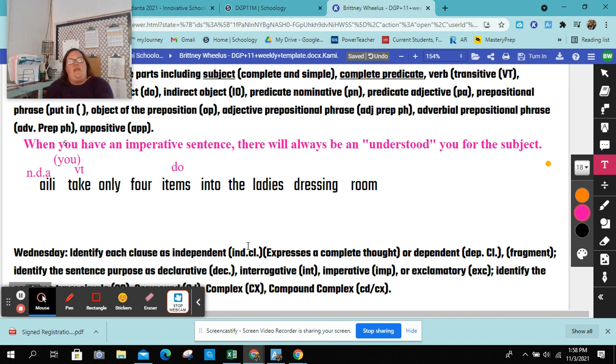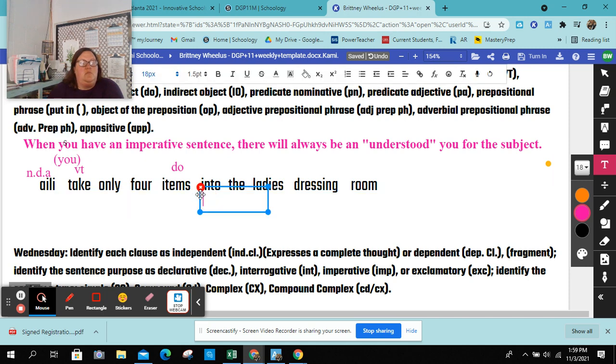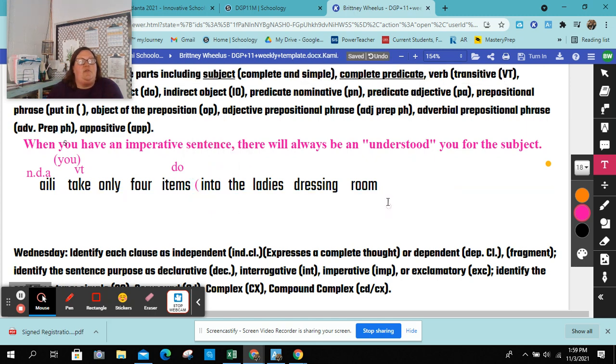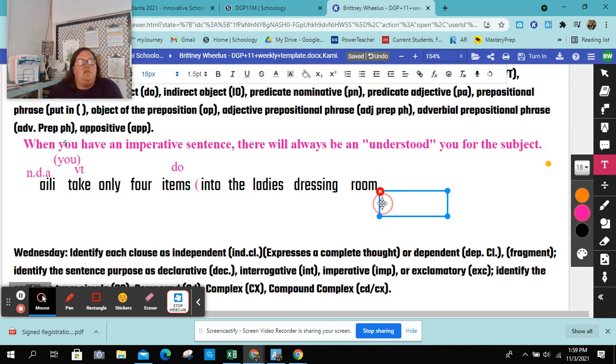Now, the other thing we need to do is identify our prepositional phrase. You are going to put your prepositional phrase in parentheses. Okay, what is the preposition in this sentence? We identified it on Monday. The preposition is into. Okay, we have to put parentheses around our whole entire phrase.